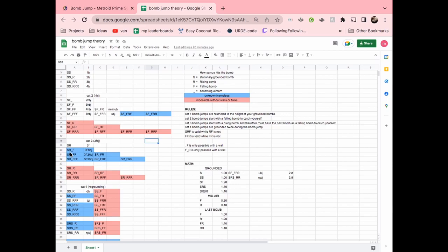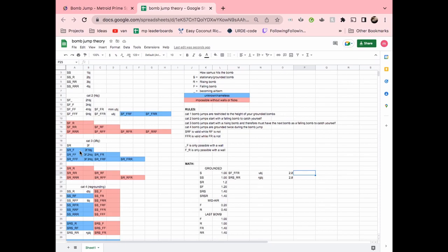An SR_F. Well, this would be if you laid the first 2 bombs of a 3-frame, and your third bomb you laid to be catching yourself while you fall. What's the advantage of that? You will start with just 0.2 extra height when you leave the ground. And so you will get 0.2 extra height over just doing a HBJ.